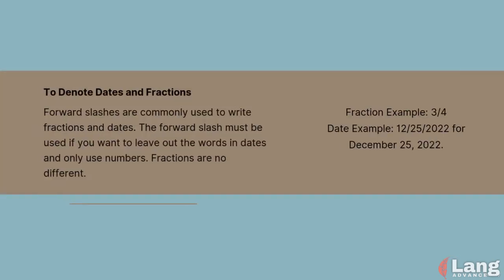To denote dates and fractions. Forward slashes are commonly used to write fractions and dates. The forward slashes must be used if you want to leave out the words in dates and only use numbers. Fractions are no different. Fraction example, 3/4. Date example, 12/25/2022 for December 25th, 2022.